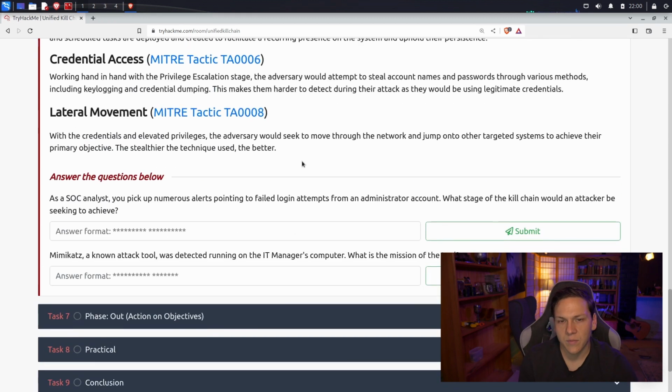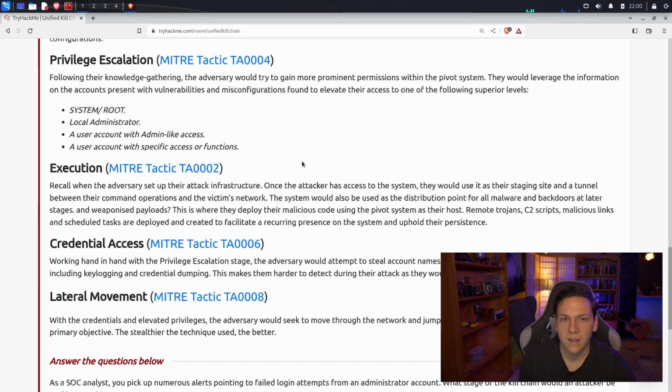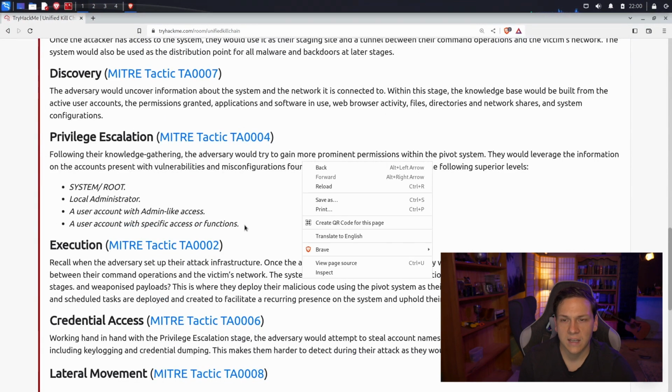As a SOC analyst, you pick up numerous alerts pointing to failed login attempts from an administrator account. What stage of the kill chain would an attacker be seeking to achieve? That would be privilege escalation.